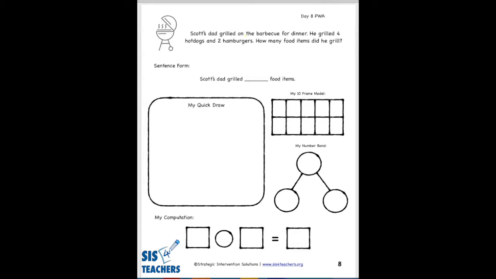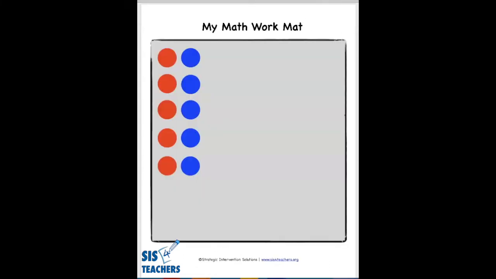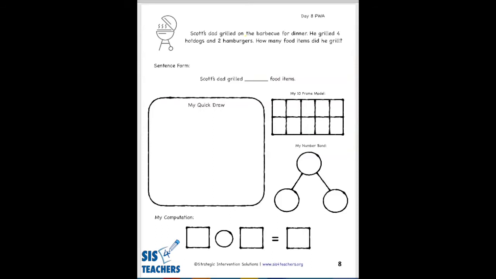We like for kids to constantly go through that CPA process, so we might start kids off using the math work mat, where they can really refer to the problem and the different parts in it by chunking the problem and having them record it. So, Scott's dad grilled on the barbecue for dinner, and then you'd have the kids repeat that statement. He grilled 4 hot dogs.